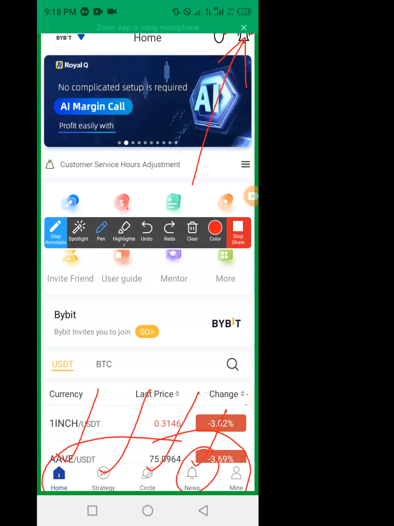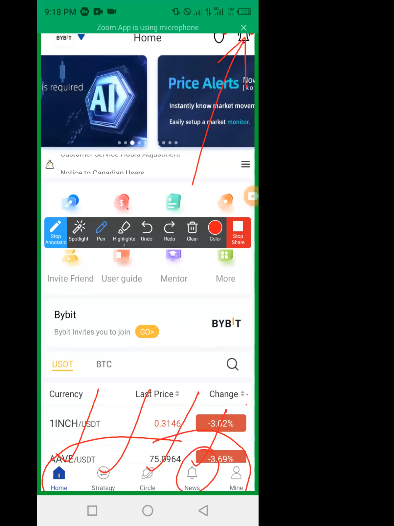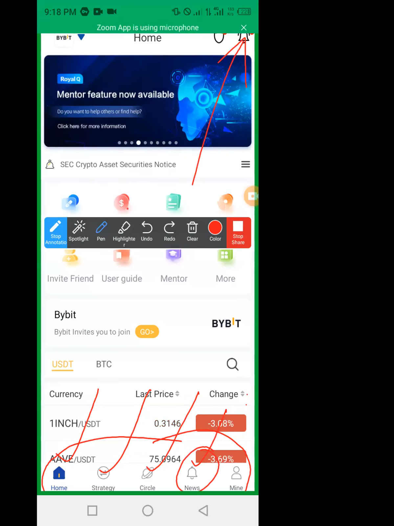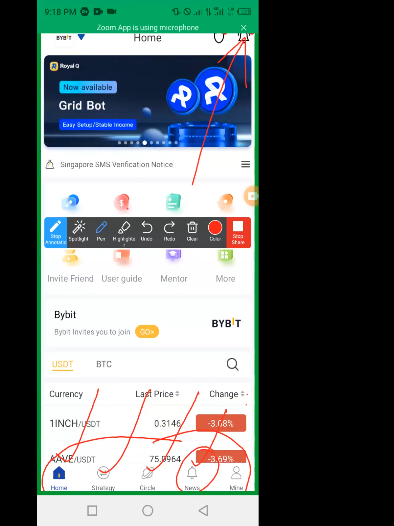So if you want to get to know the news, the notifications that the robot has given you, you click on that bell. And it will give you all the details of the communication the robot is doing, and then the order messages, buying and selling, and so on. Then we are also going to look at what is in mine.